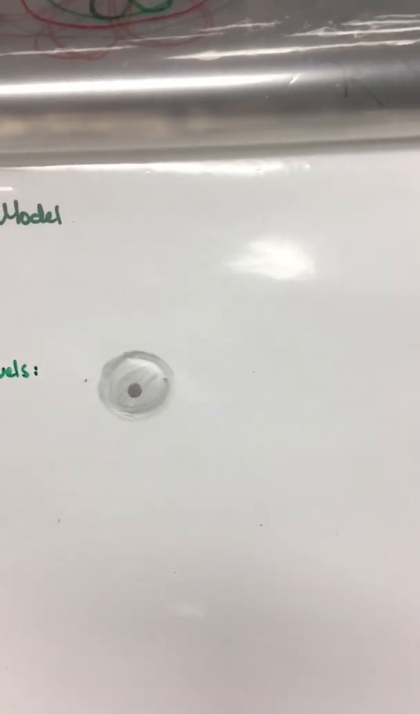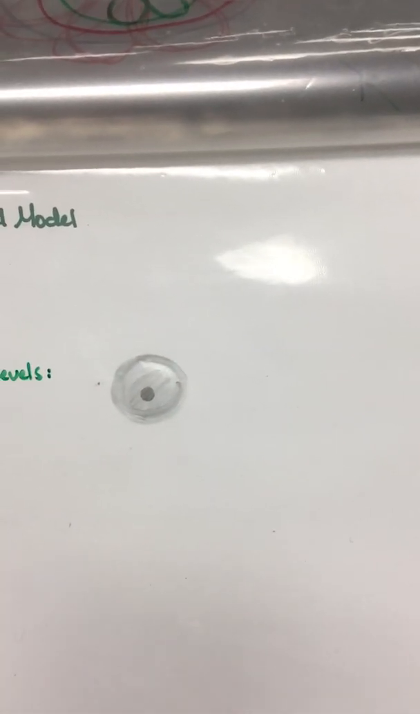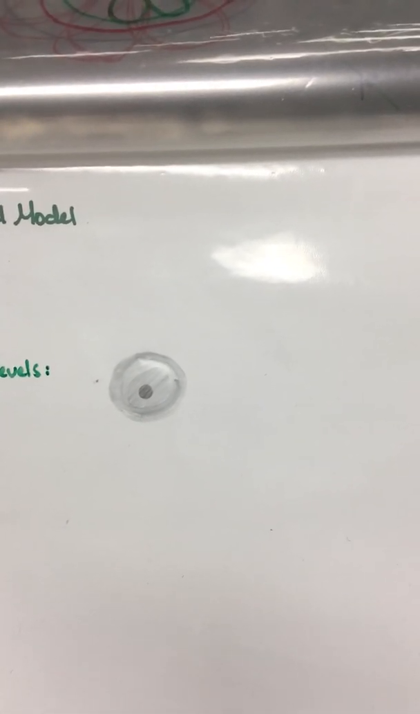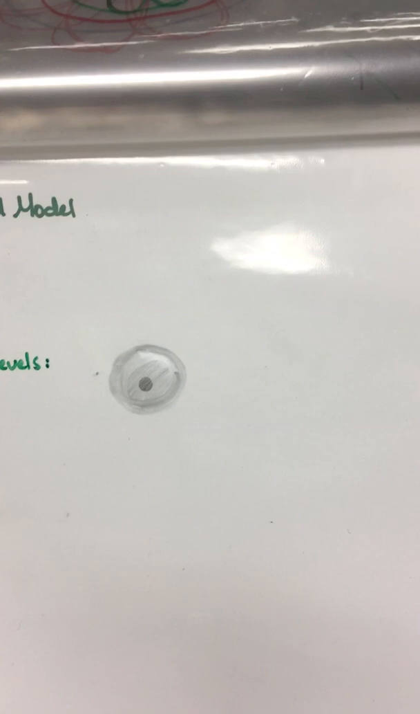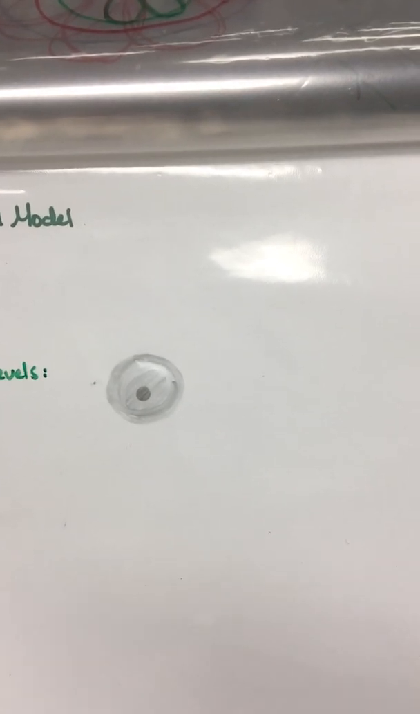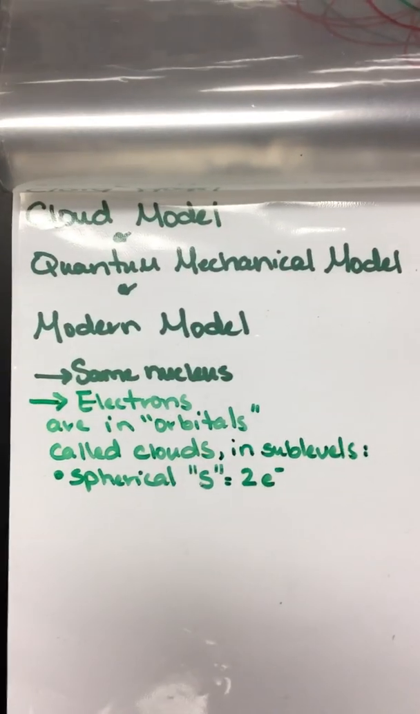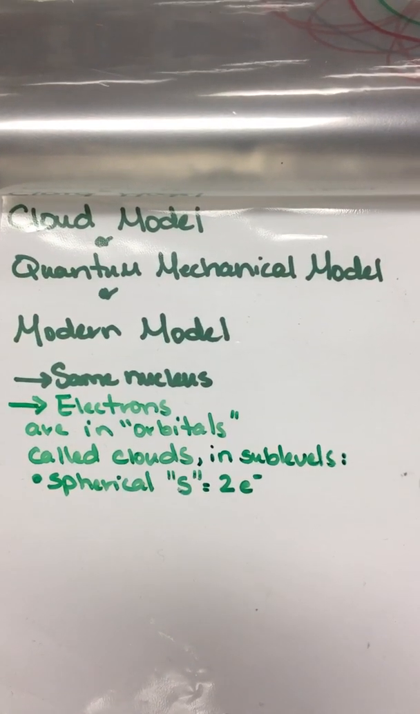If we look at electrons, they are actually organized into cloud shapes. And there are usually 2 electrons paired in a cloud. We collect these clouds in shapes called orbitals, and the orbitals can hold a maximum of 2 electrons. So same nucleus, but electrons are in orbitals called clouds.